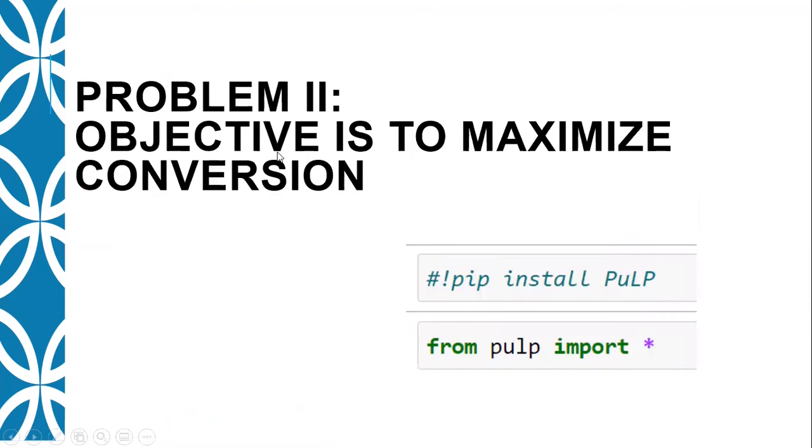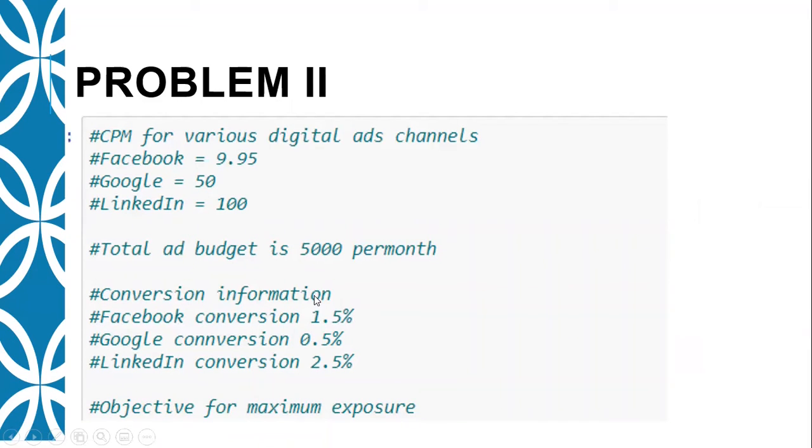In the second problem, the objective is to maximize conversion. This is actually the final objective of any business, that we need to achieve maximum conversion, and we will use the pulp package. The structure of the problem remains the same, except that additional information is available: conversion on Facebook is about 1.5% of impressions, conversion of Google is 0.5% of overall impressions, and conversion of LinkedIn is 2.5% of overall impressions. And the objective is to maximize conversion.